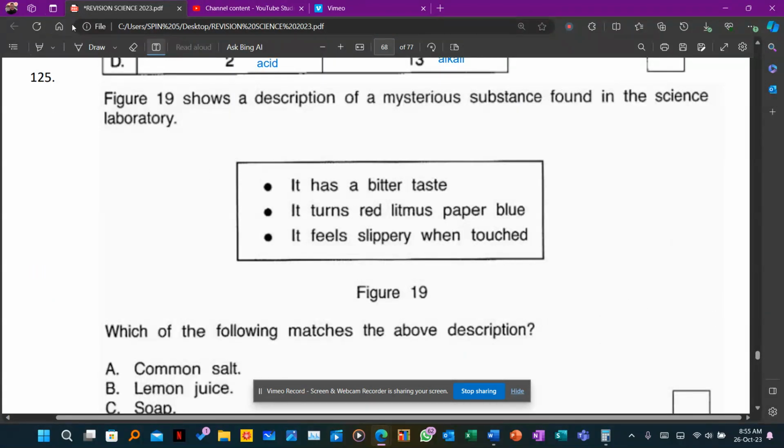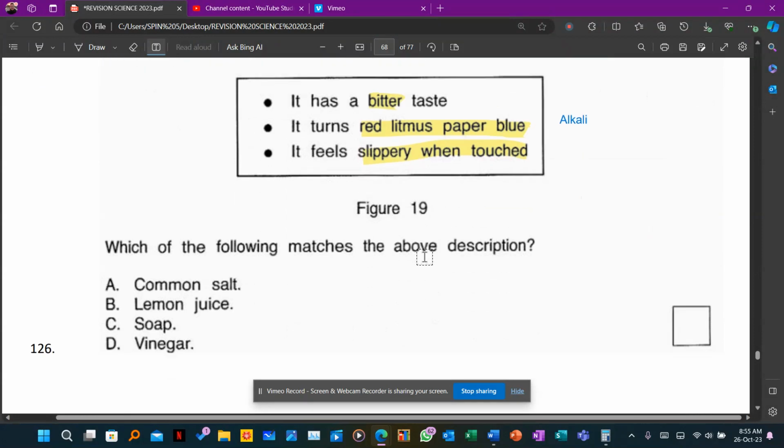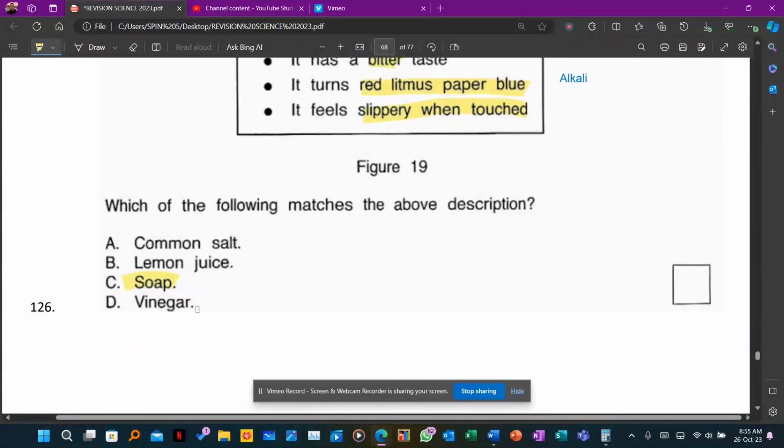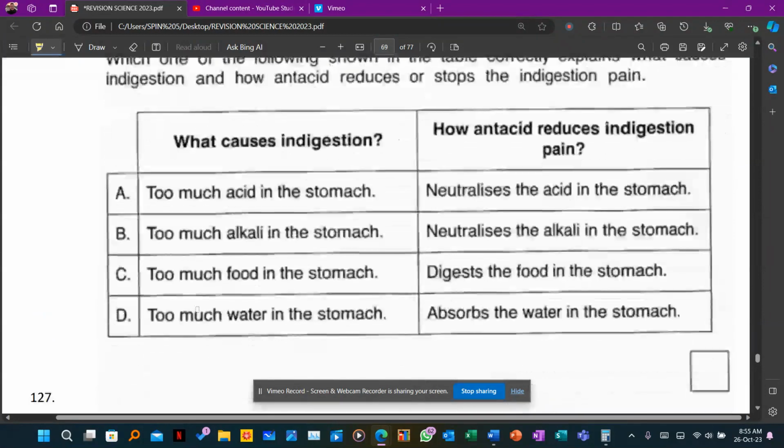Okay, next one is asking about a mysterious substance. A mysterious substance that is bitter, changes red litmus paper to blue, and is slippery or soapy when touched. That one is always alkali. Alkali in general is soap or the medicine that you take. So it is a soap. Common salt is neutral. Lemon juice, as you know, is acidic. Vinegar is also acidic.